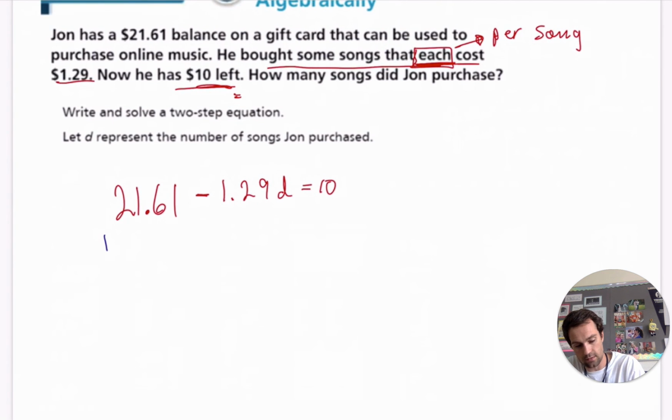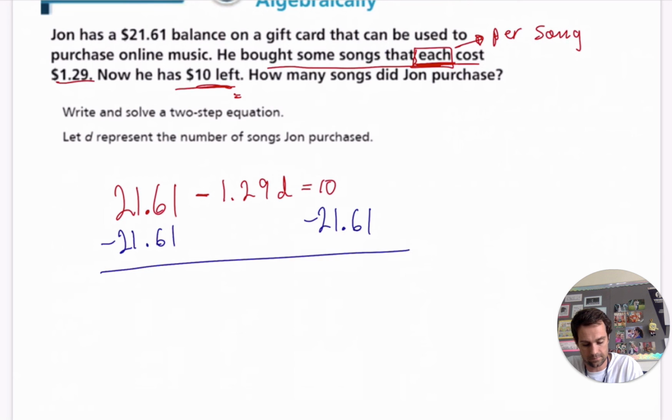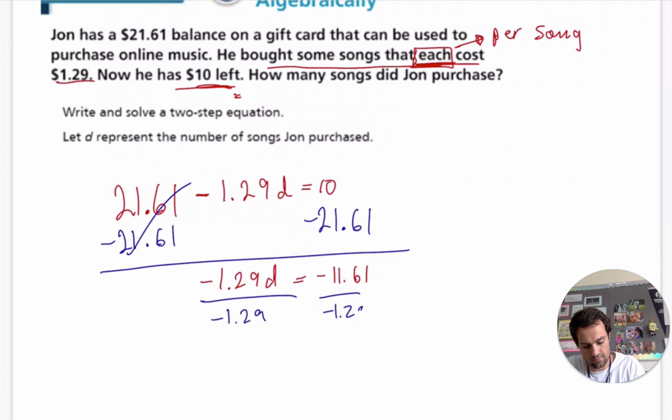So the inverse operation of 21.61 is subtract. So we will subtract 21.61 from both sides. So we have negative 1.29D equals negative 11.61. And then when we divide by negative 1.29, we have D is equal to 9. So he bought 9 songs.